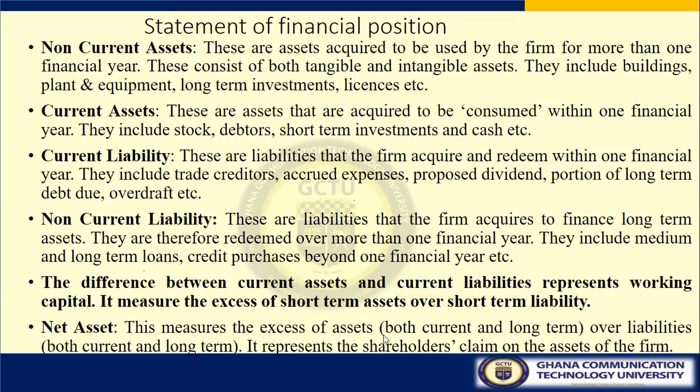Good. Example. Buildings. We can see a building, we can touch a building, so it's a tangible asset. What is an intangible asset? It cannot be felt or touched. Example: patent rights, licenses. And the current assets are those acquired to be consumed within one financial year. They include stock, debtors, short-term investment, and cash, as we said.